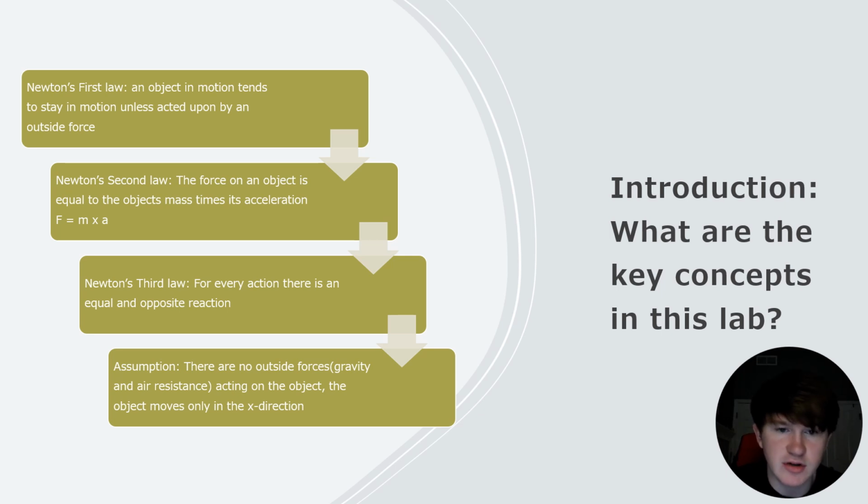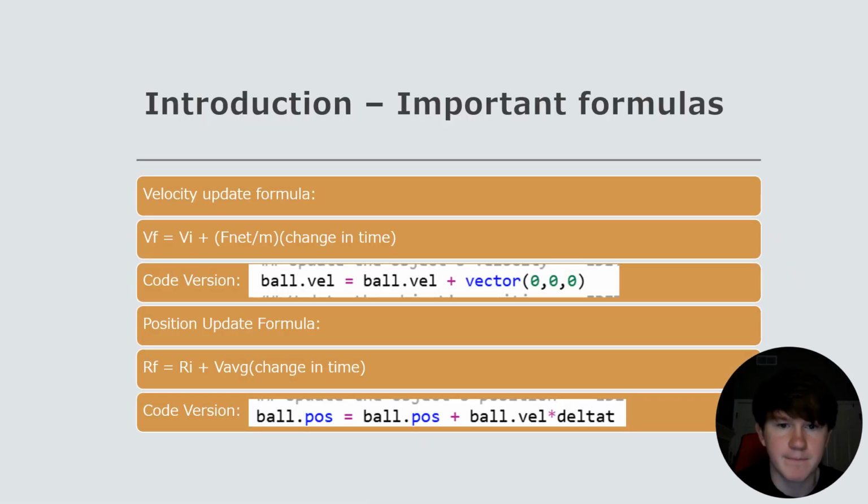Newton's third law: for every action there's an equal and opposite reaction. So us pushing on the marker has an equal and opposite reaction of the marker moving. And there's a few assumptions that we need to make: that there are no outside forces, i.e. gravity and air resistance, acting on the object, and that the object moves only in the x direction.